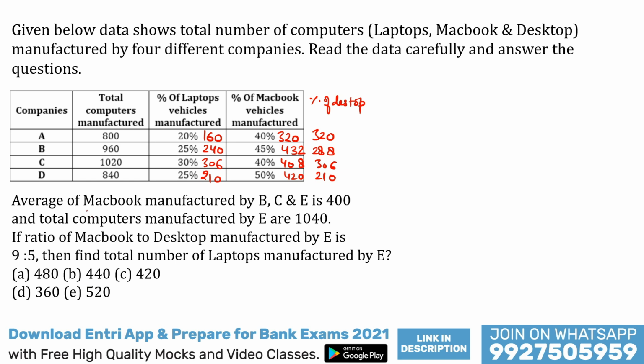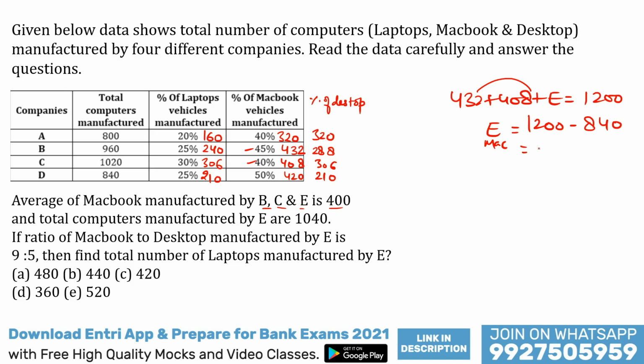This is the next question, guys. Average of MacBooks manufactured by B, C and E is 400, guys. Okay, MacBooks we are talking about, B, C and E. B, C, that means 432 plus 408 plus E is equal to, the average is 400, that means the total of this will be 1200 obviously. So E will manufacture the MacBooks, MacBooks will be what, guys? 1200 minus 40, that means 840. Okay, guys, and this will give you 360.